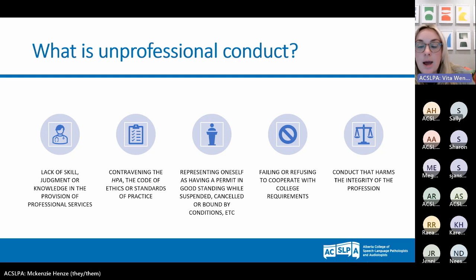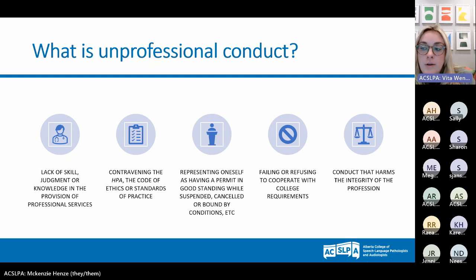So first would be the lack of skill, judgment, and knowledge in the provision of professional services. How that would be worded, and I often find it helpful for members of the public or regulated members to give an example. So an example of a lack of skill, judgment, or knowledge could be: on May 31st, 2023, Jane Doe failed to adequately document a patient incident or a patient involvement, demonstrating a lack of skill, judgment, or knowledge in the provision of professional services, as an example.